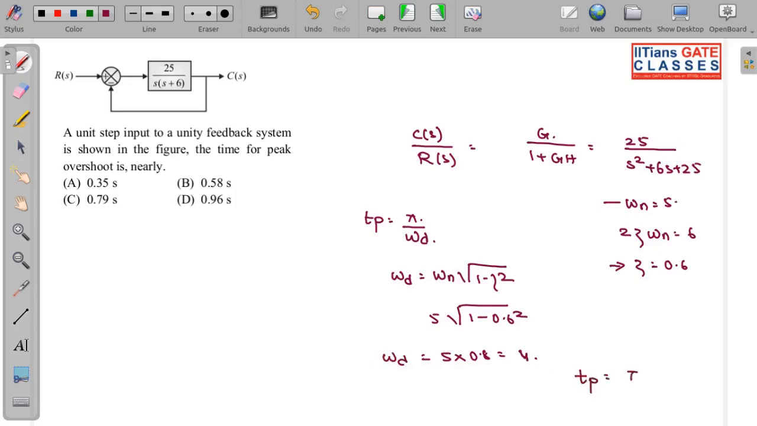So TP is equal to pi by 4 or 3.14 by 4. So approximately, you can even solve it like 22 by 7 into 4. So that is 22 by 28 or 11 by 14. Okay, 11 by 14. So this will be equal to 0.79. Okay, 0.79 will be your answer.